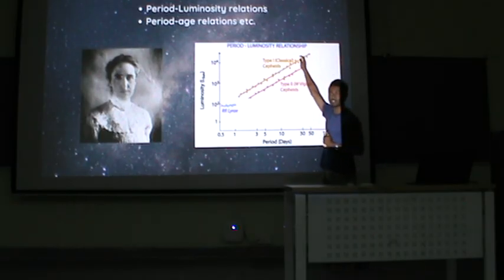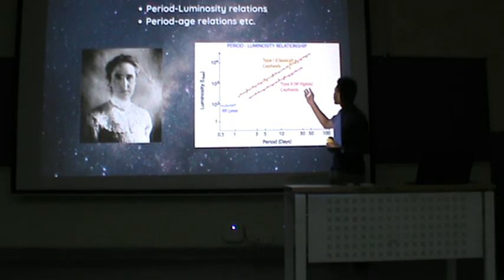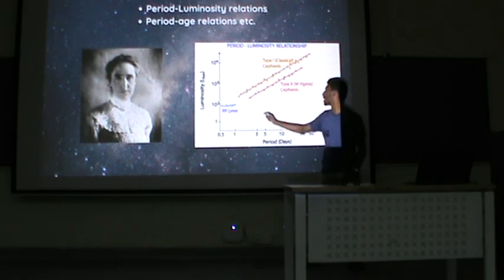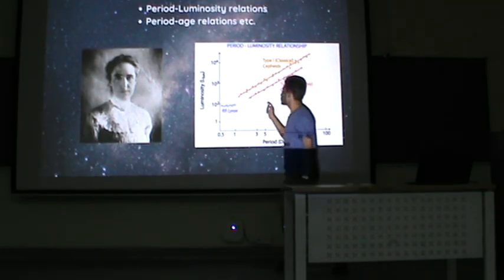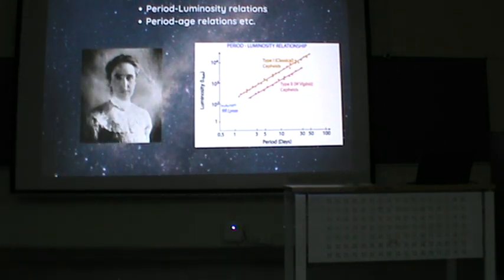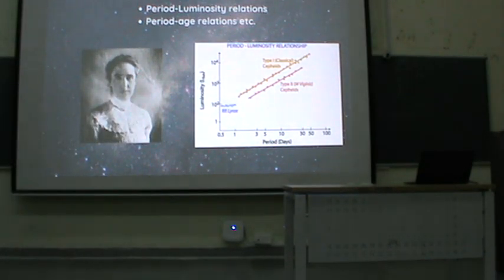This is the period-luminosity relation for a classical Cepheid, and this is for a type 2 Cepheid. This is for an RR Lyrae variable. You can see that this follows a linear trend. So suppose you are observing a particular star, a Cepheid variable, and you get the period P, you can immediately know the corresponding luminosity. Luminosity is what? The total amount of energy the star is radiating.